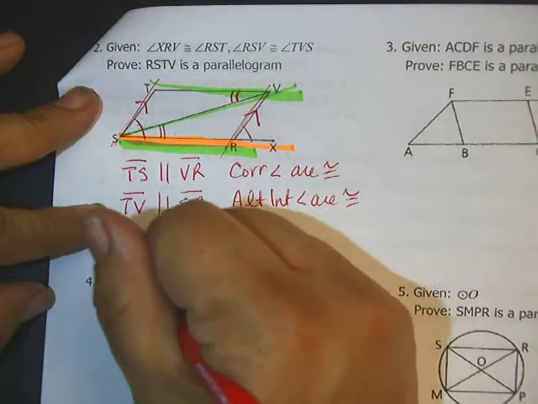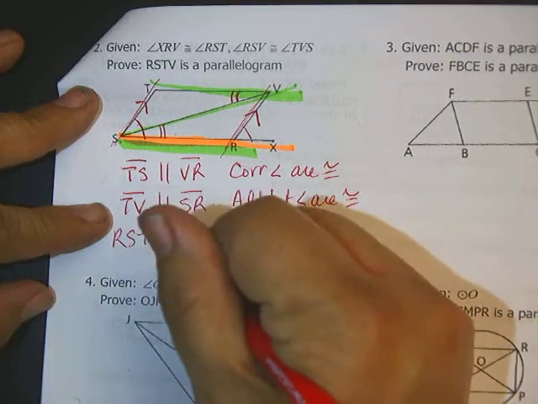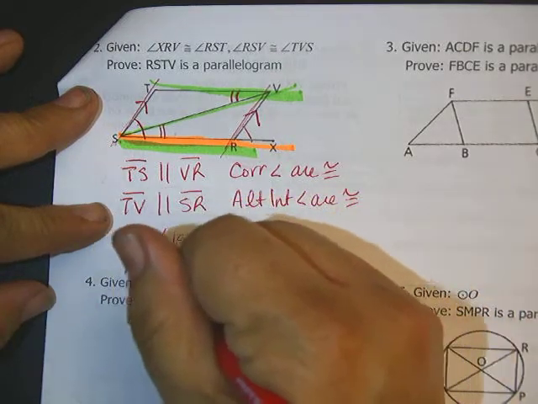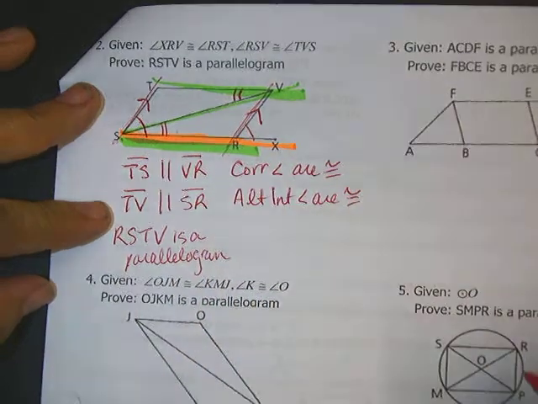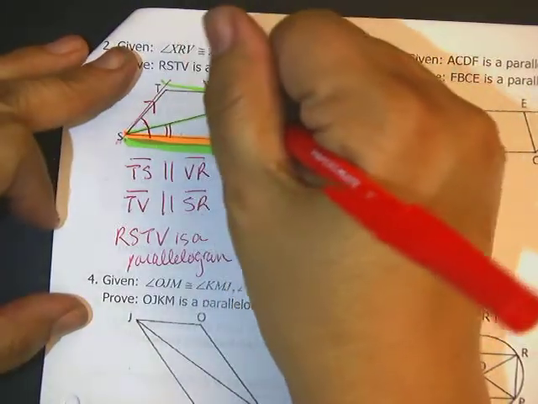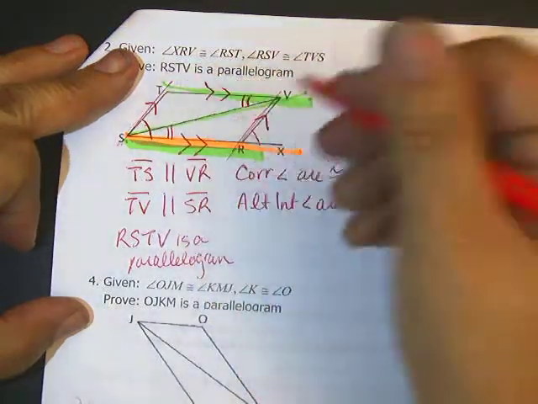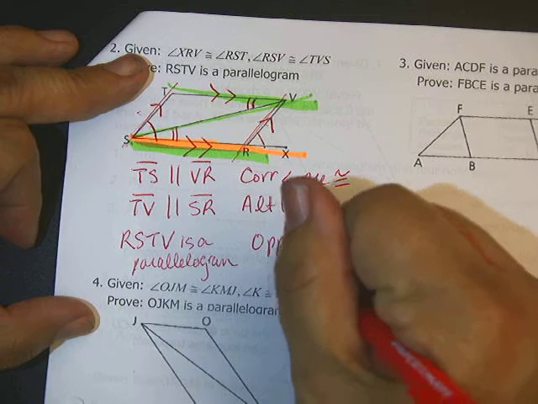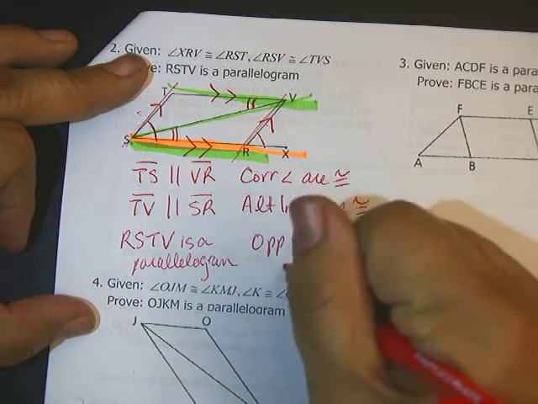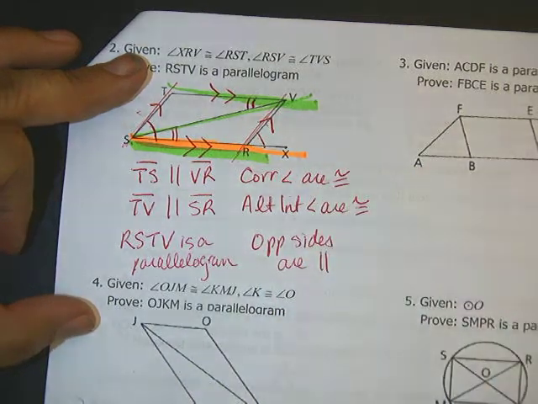All right. Now that I know this, I can definitely say that RSTV is a parallelogram. Why? Well, one of the conditions for a parallelogram, we just said that this is parallel to this, and we have these two are parallel. Opposite sides are parallel.